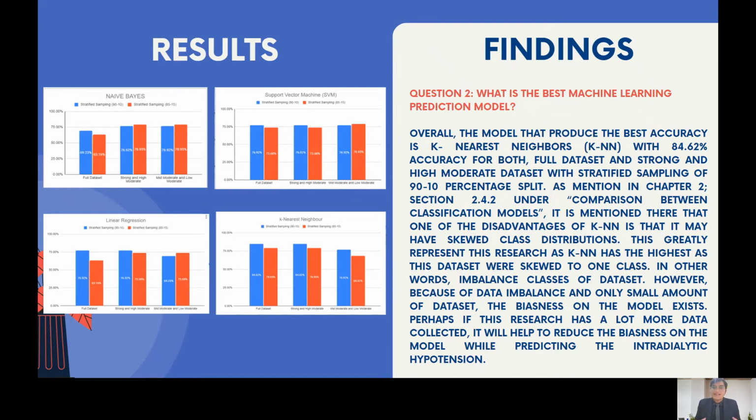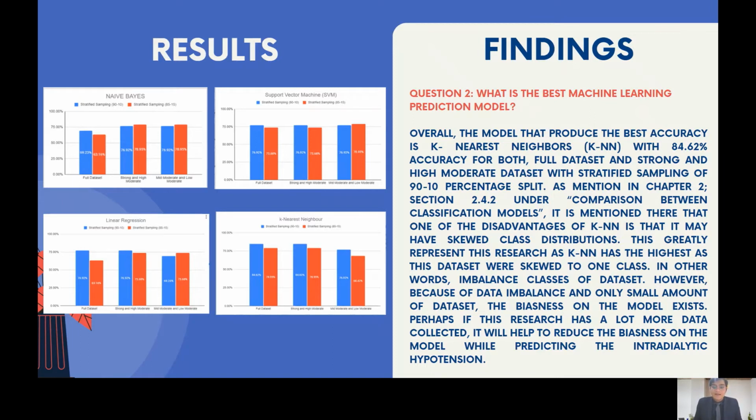Next, question number 2. What is the best machine learning prediction model? Overall, the model that produces the best accuracy is K nearest neighbors, KNN, with 84.62% accuracy for both the full data sets and strong and high moderate data sets with stratified sampling technique of 90/10% split. As mentioned in Chapter 2, Section 2.4.2, on the comparisons between classification models, there is one disadvantage of KNN, which is that it may have skewed class distributions. This is greatly represented in this research, as KNN has the highest accuracy because the dataset was skewed to one class.